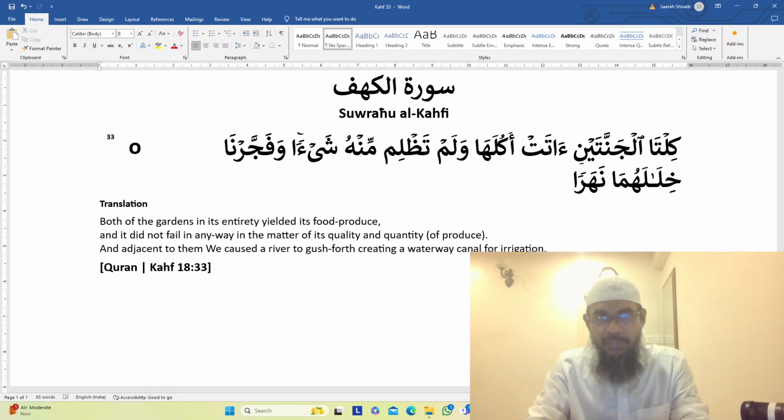And she, if we translate, and she did not do injustice, the garden did not do injustice, or she did not do wrong. It's okay translation, but not really a good translation. So how do you translate it? And lam is there, which negates. Okay, obviously we'll not refer to the Jannah as she, but we'll rather refer to it in the English language as it. That's okay, that's fine. But it did not, we will translate as fail.